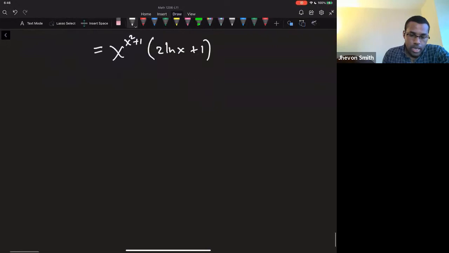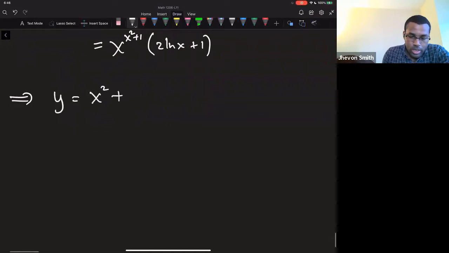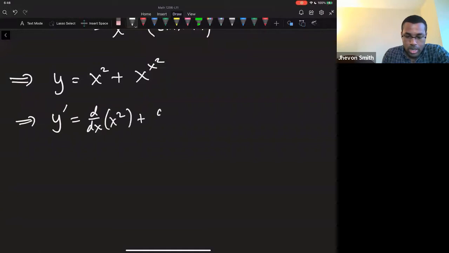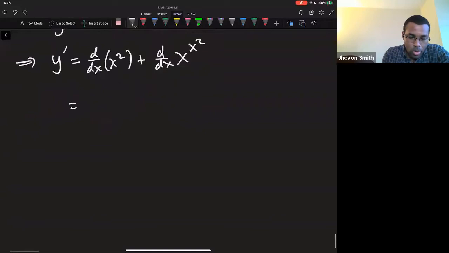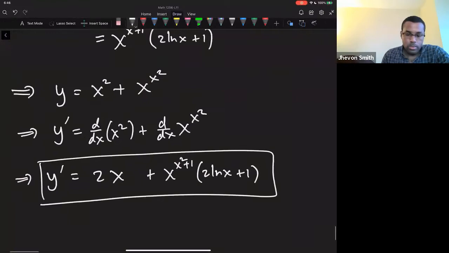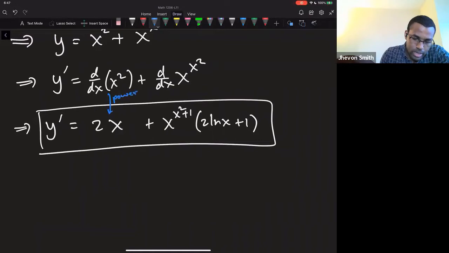And then you would go, well, y is equal to x squared plus x to the x squared. And so you would know that y prime is going to be equal to, well, it's the derivative of a sum, so you can just take the sum of the derivatives. This we know by the power rule, that's 2x. And this we just calculated up here. It's x to the x squared plus 1 times 2 ln x plus 1. So this guy here is just power rule. Didn't need anything fancy for that. And this here is what we computed above.